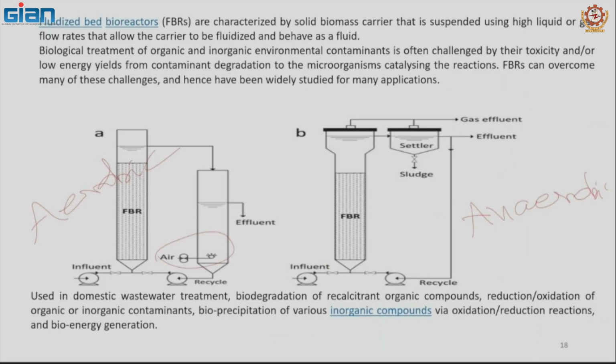So for domestic wastewater treatment, biodegradation of recalcitrant organic compounds, that means very harmful organic compounds, reduction and oxidation of organic and inorganic contaminants, bioprecipitation of various inorganic compounds, oxidation reduction reactions, and bioenergy generation, these systems are used. Bioenergy in the anaerobic reactor, that is what we produce.